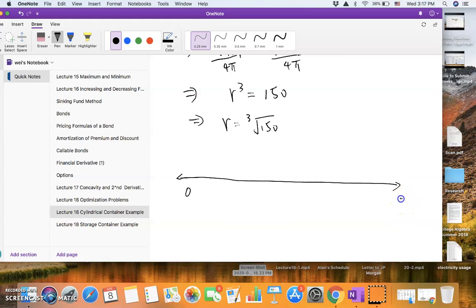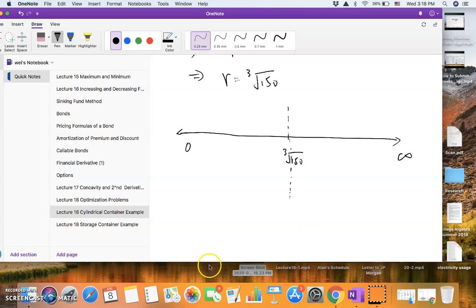Okay, then to find the minimum value, we divide the domain by using this critical point. Now the cube root of 150 is around 5.31. So for the two test points we choose, one is less than 5.31. I choose 1. Another one I choose 10. And then I plug these two numbers into the derivative.